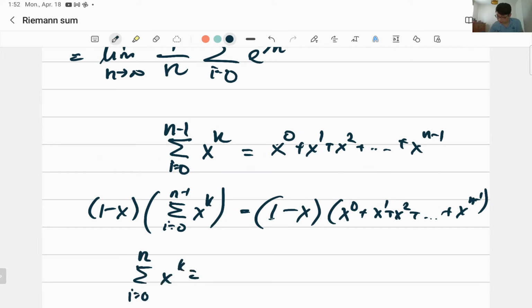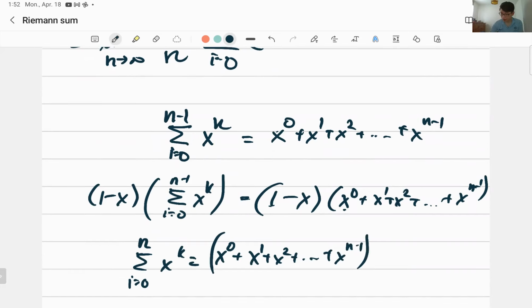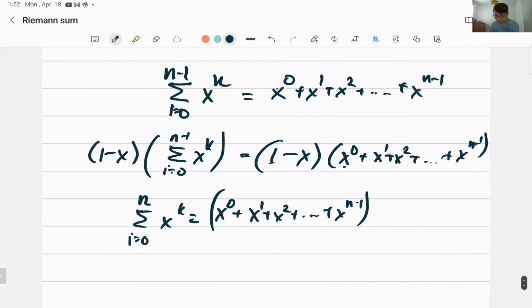Because this time this one again is x to 0 plus x1 plus x power 2 plus to x power n minus 1, right? And this one is times 1, sorry, this is minus, right? X 1, because x times x0 is x1 plus x2 plus x3 plus dot dot dot until xn.